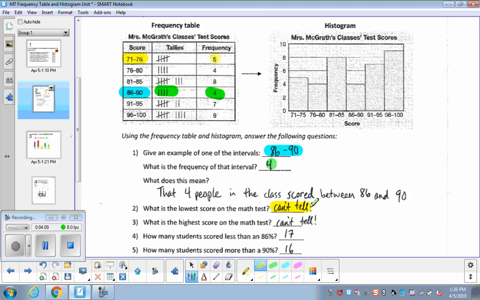So for that reason, we cannot tell the lowest score. Similarly, we cannot tell the highest score because we have no way of knowing what these 9 kids actually got. We just know that they got somewhere between a 96 and 100.